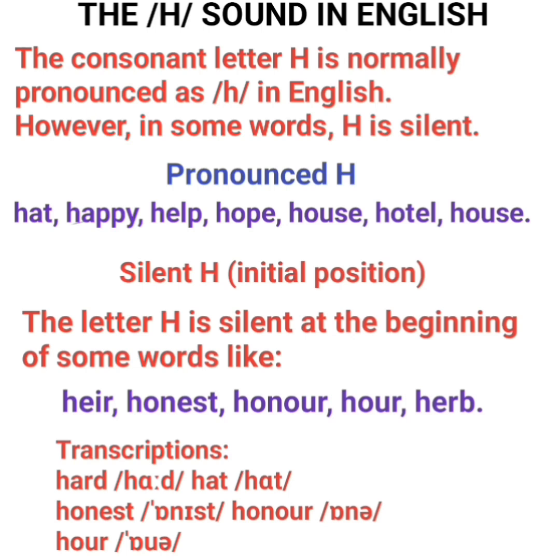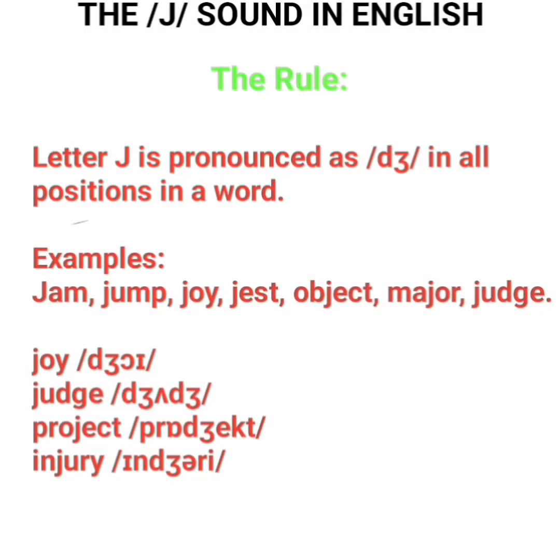You have to master all these exceptions where H is silent, because examiners usually ask about this. So in honest, honor, hour, in these mentioned words, H is not pronounced. Let us go to the letter J. The letter J is pronounced as /j/ in all positions in a word.